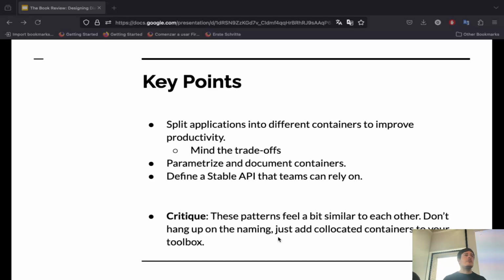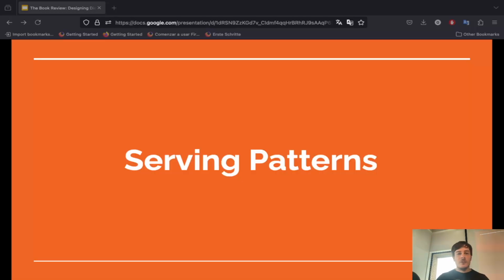As I mentioned, we have Istio that has Envoy proxies or Istio sidecars, and they could also work as ambassadors. So my take on this is that we don't really need to hang up on the naming per se, even if that's one of the purposes of the pattern. It's more like, okay, this is a new tool that I can consider when I'm implementing a service or some application.